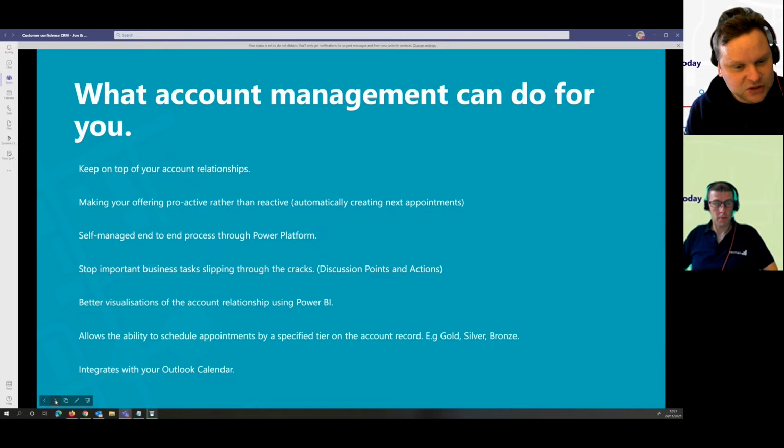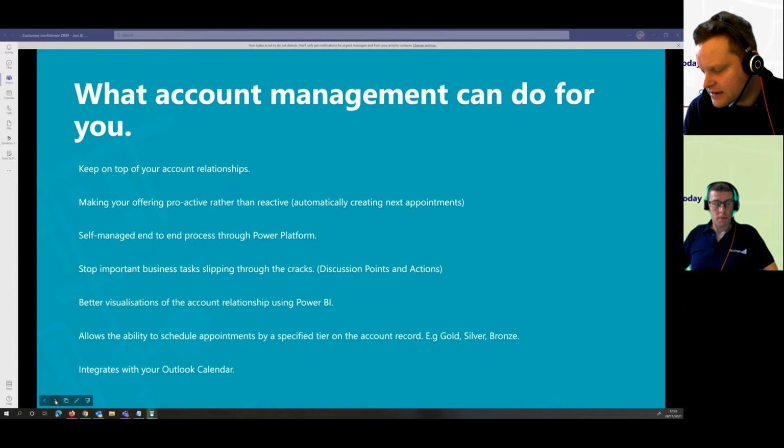It's a self-managed end-to-end process through the Power Platform. As previously mentioned, it's not just something that you log into and then create the next appointment. It generates itself, it cycles through these things itself. So it's something that you look at as the account manager to find out what you need to do next in that relationship. It stops important business tasks slipping through the cracks.